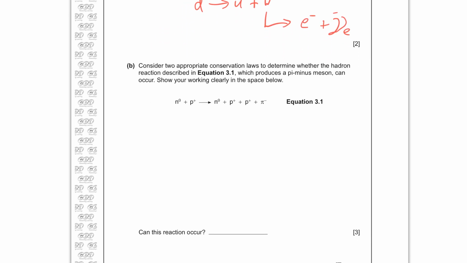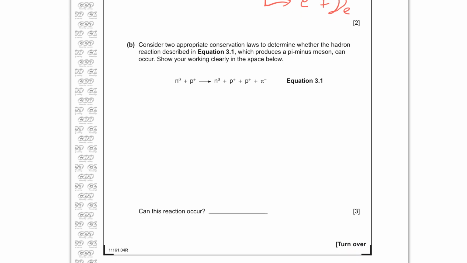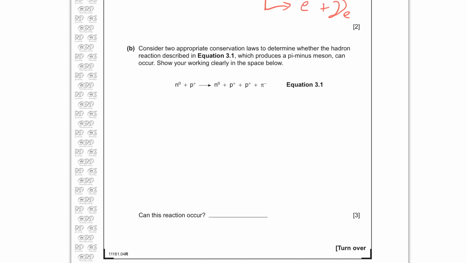Part B. Consider two appropriate conservation laws to determine whether the hadron reaction described in equation 3.1, which produces a pi minus meson, can occur. Okay, so we've got our conservation laws, and we look at each one. So we'll look at, for example, the conservation of charge. And you can see we've got 0 added to +1. So we've got a total of +1 on that side.